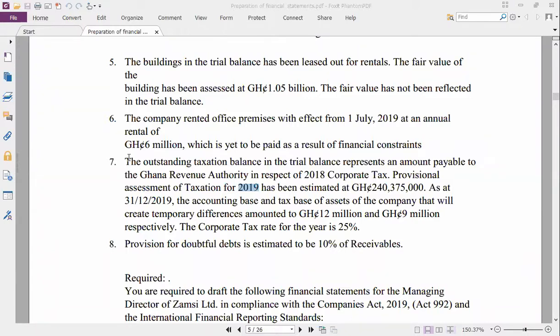Now the next statement states that as at 31st December 2019, the accounting base and the tax base of the asset of the company that will create temporal differences amounted to 12 million and 9 million respectively. The corporate tax rate is 25%. Now, the D is the deferred tax.